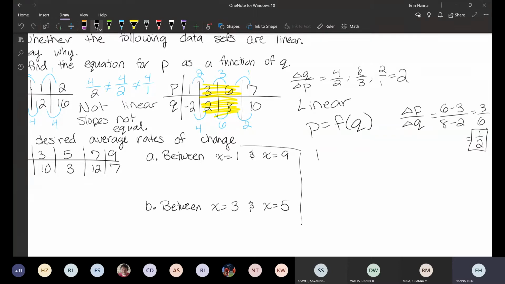Now we need to go ahead and find the P equals MQ plus B. Pick whichever point makes you happier. I'm going to use the 6, 8 because they're both nice even numbers and I like that. So the P value is 6, the slope is 1/2, my chosen Q would be 8, plus B.